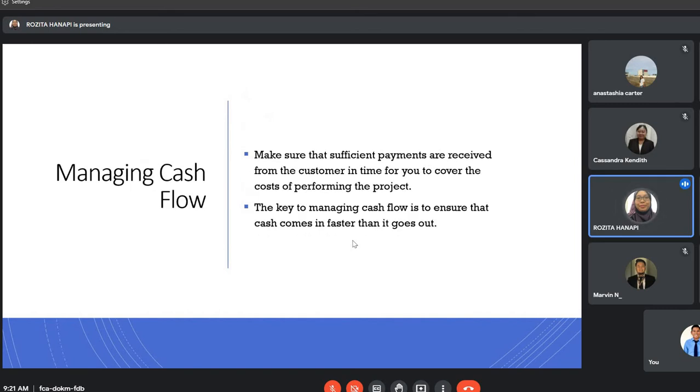And in any project, cash flow needs to be managed properly to make sure that sufficient payments are received from the customer in time for you to cover the cost of performing the project, ensuring that the cash comes in faster than it goes out.